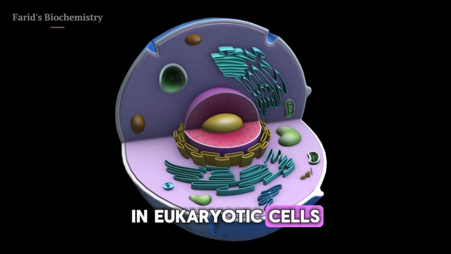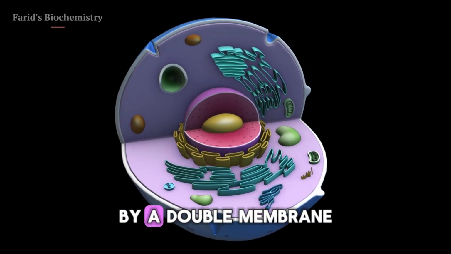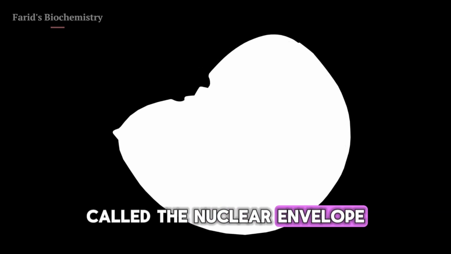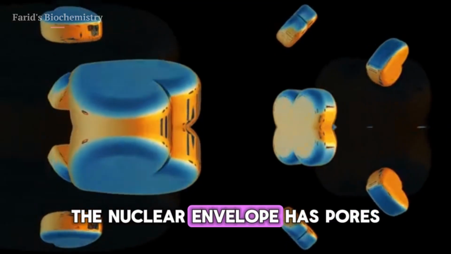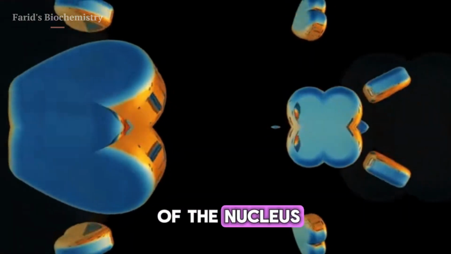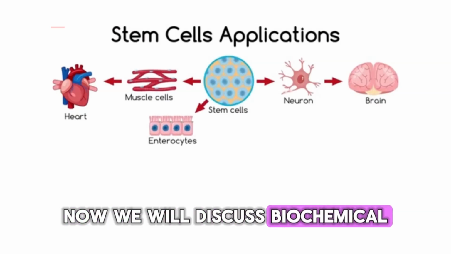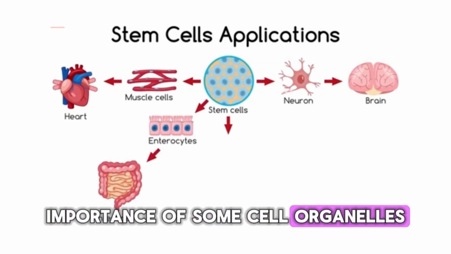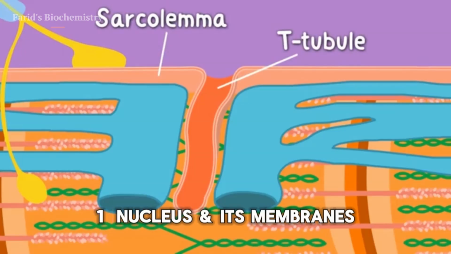In eukaryotic cells, the nucleus is enclosed by a double membrane called the nuclear envelope. The nuclear envelope has pores that regulate the passage of molecules into and out of the nucleus. Now we will discuss biochemical importance of some cell organelles. 1. Nucleus and its membranes.